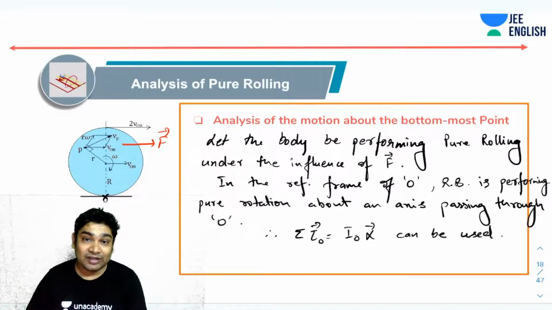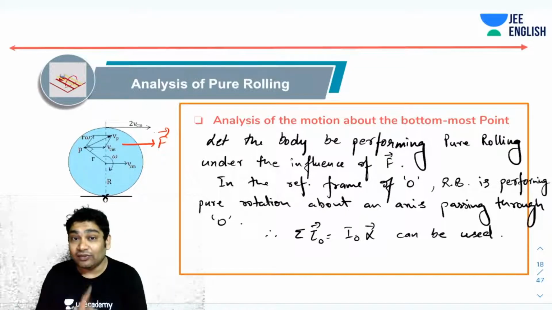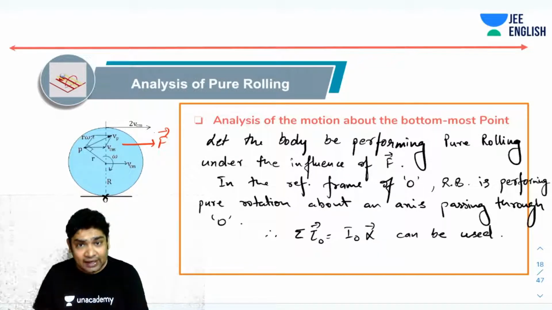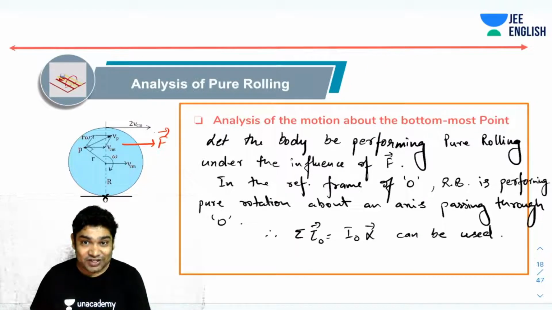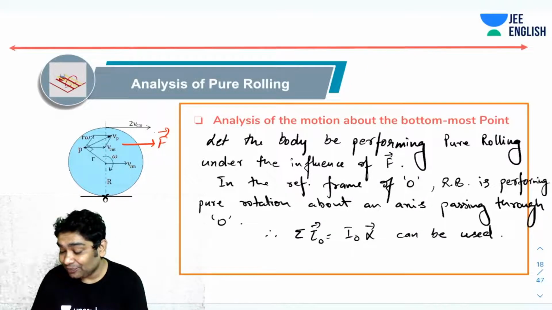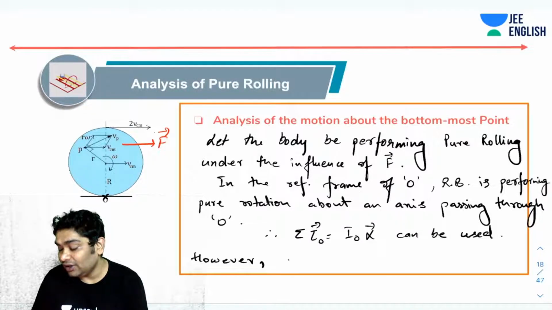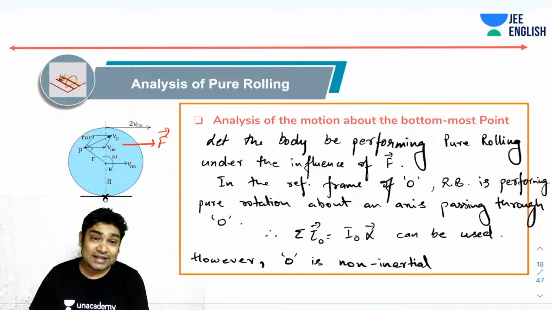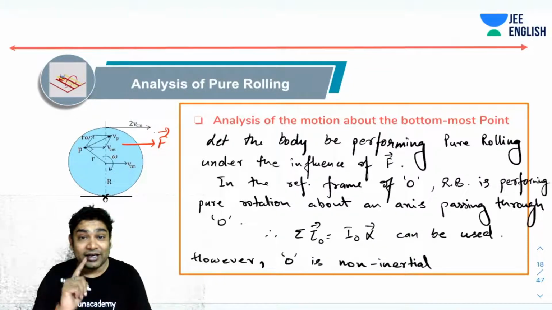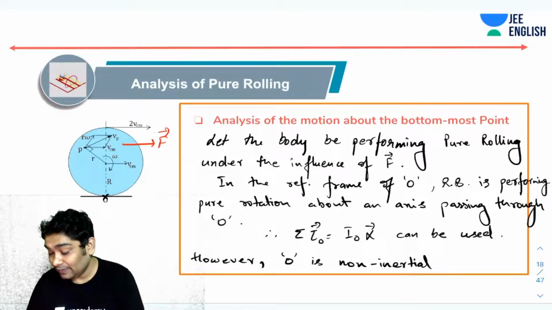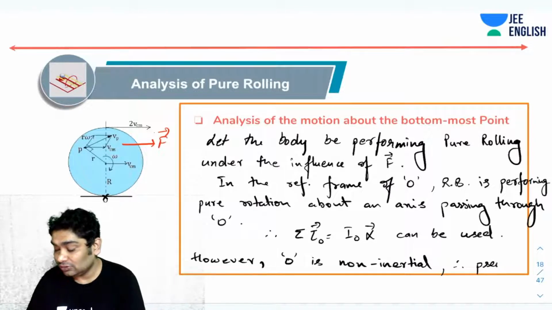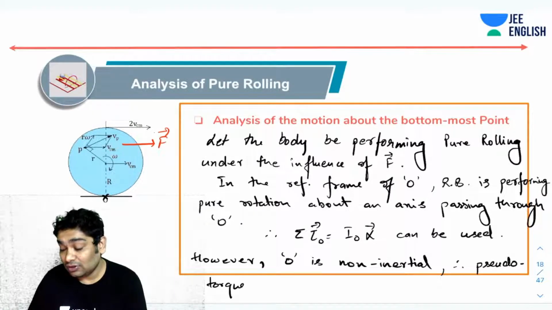Okay, so a lot of people will leave it there, that yes, it can be used. However, I want to tell you one more thing which you don't realize. Because the equation works, that is why you don't realize this. However, O is non-inertial. Why is O non-inertial? Because I just discussed that O has an acceleration, right? So O is non-inertial because it has an acceleration. So I need to include the pseudo torque. Therefore, pseudo torque needs to be included.